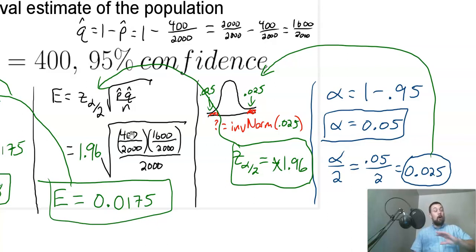Stuff in black was already known before I had to find all this stuff, so I already had that plugged in and ready to go. P hat is 400 over 2000, right? That's the sample proportion. Q hat is calculated up here. It's 1 minus P hat.